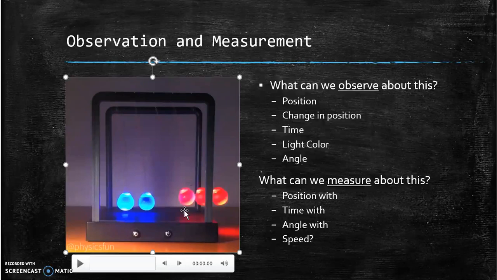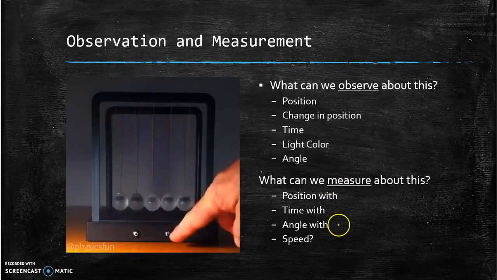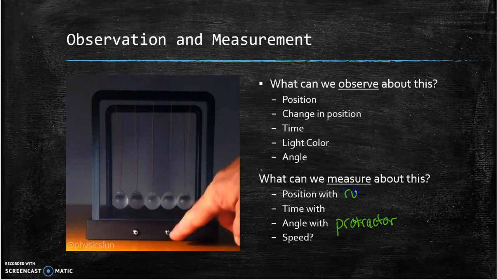With a stopwatch, we can measure position with a meter stick. We can measure angle with a protractor. And a lot of times my students will say, oh, well, we can measure speed. Speed is difficult to measure directly, but we can certainly look at the position measured with a ruler and the time measured with a stopwatch and track how quickly the object changes position with time to determine speed. So these are some of the things that we might want to measure.